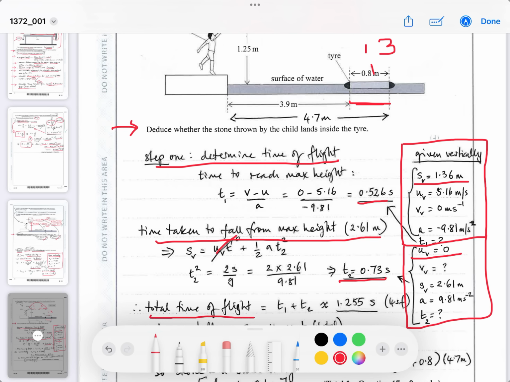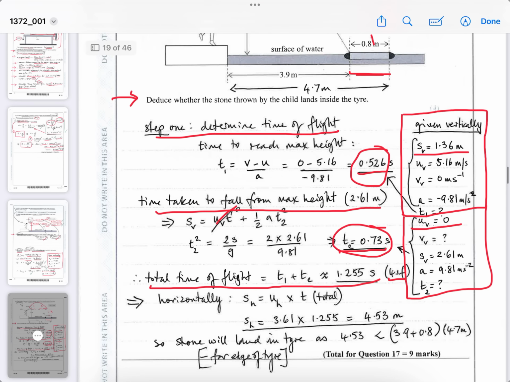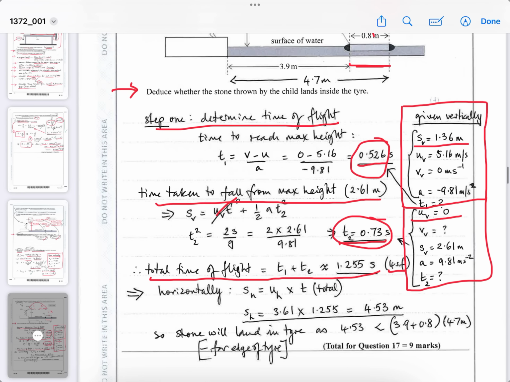So the total time of flight is going to add up those two times together. This one going up, this one falling down. You have a total time of 1.255 seconds, and I've put it to 4 significant figures, so we have the accuracy needed for determining whether the stone is going to reach the tire, and not to overshoot it.